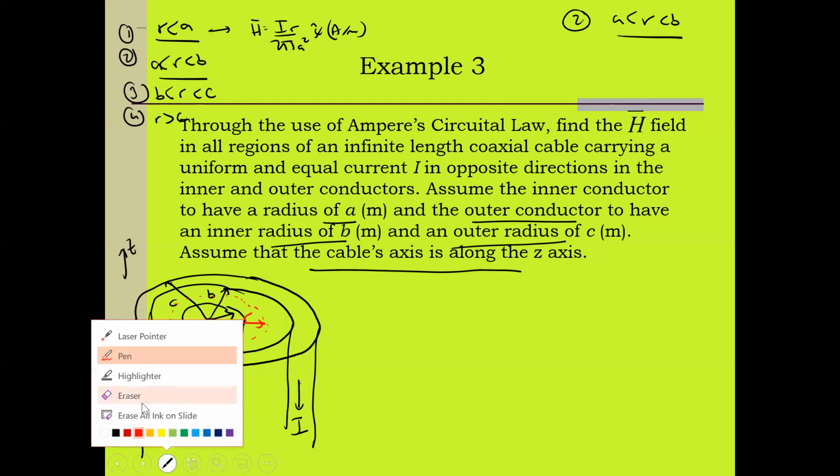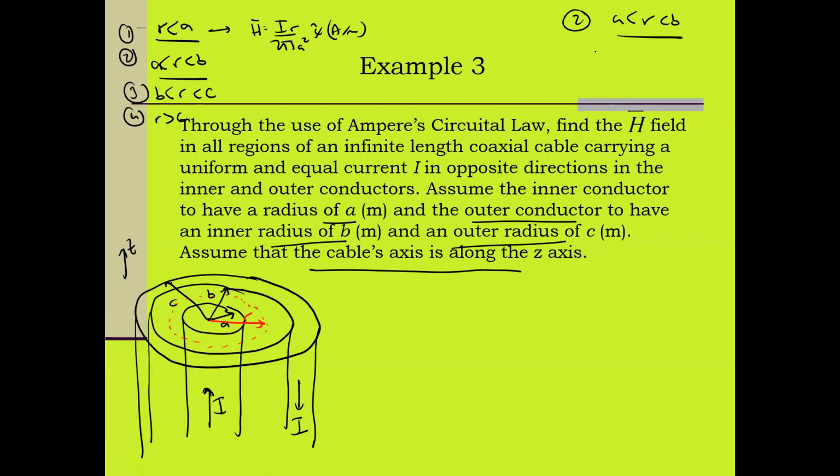So by applying Ampere's circuital law, then the closed integral of H dot dl equals the I enclosed. For the left-hand side, we can simply write that the integral of H dot dl will give us H phi of 2 pi r, because this is similar to what we have seen in the previous example.